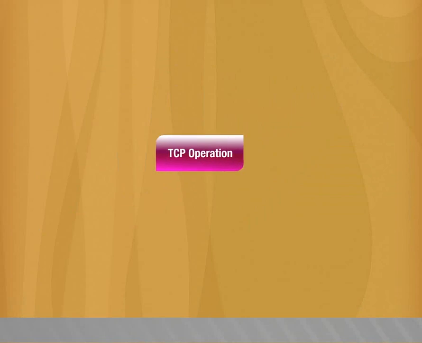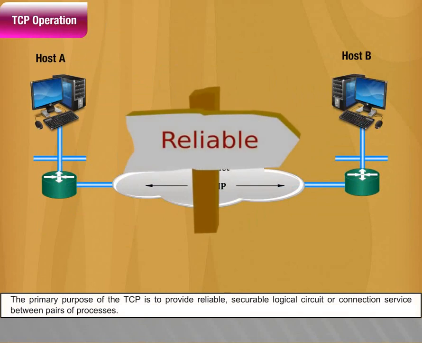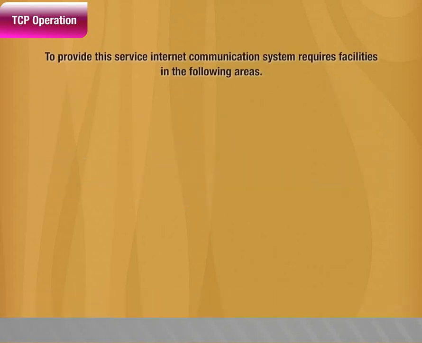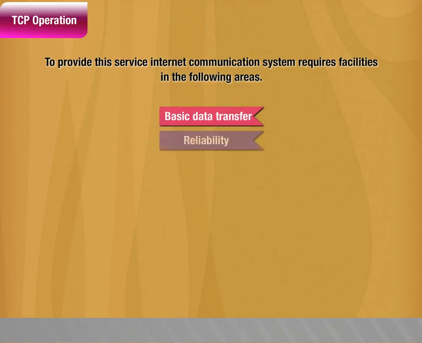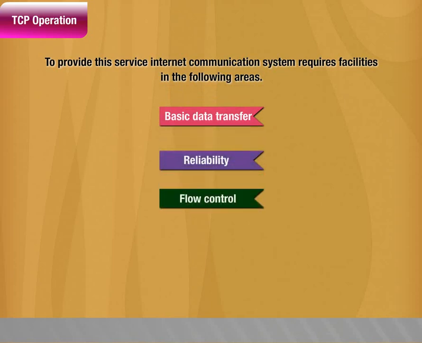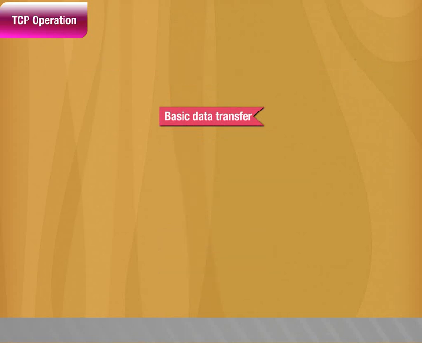TCP operation. The primary purpose of the TCP is to provide reliable, securable logical circuit or connection service between pairs of processes. To provide this service, the Internet communication system requires facilities in the following areas: basic data transfer, reliability, flow control, multiplexing, connections. Basic data transfer.